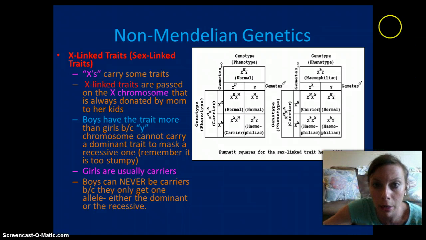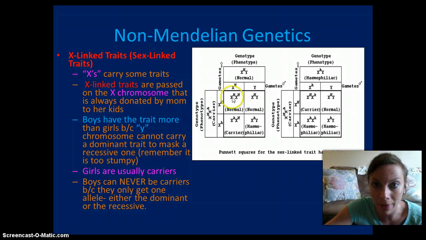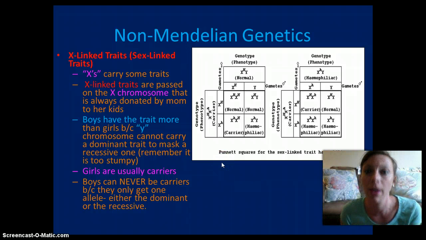So if you look here, this is a recessive disease. We have X capital H, X capital H, a normal girl. X capital H, Y, normal boy. X little h, X capital H, a carrier girl. X little h, Y, a hemophiliac. So if mom is a carrier and dad is normal, we have a 1 in 4 offspring, or 25% chance, of having an offspring with hemophilia.